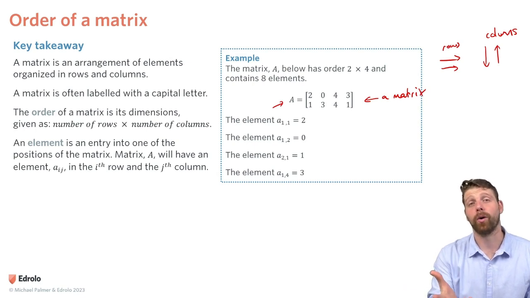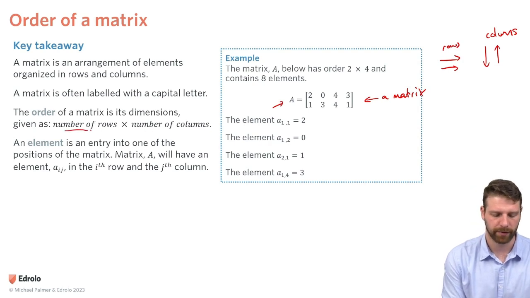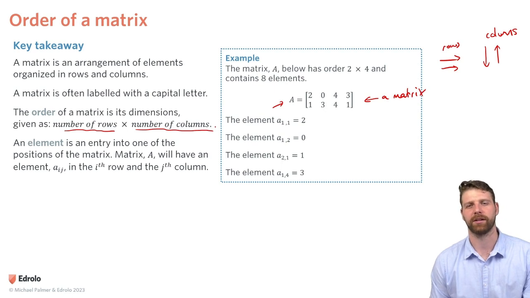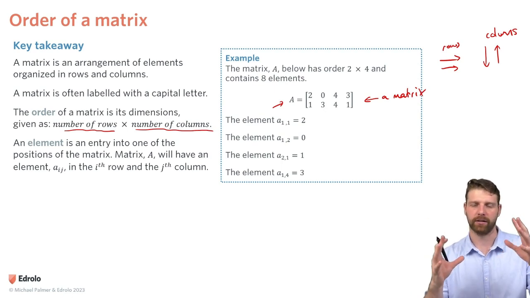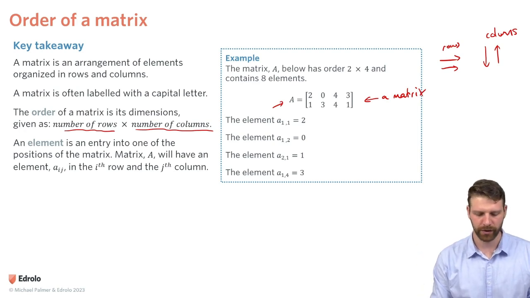We need to talk about the order of a matrix. So the order is the number of rows by the number of columns. I think about this as the size of the matrix. It tells me how to build that shell and how to organize the numbers that go inside the matrix. In this case over here, we've got 2 rows and 4 columns. So that's a 2x4 matrix.